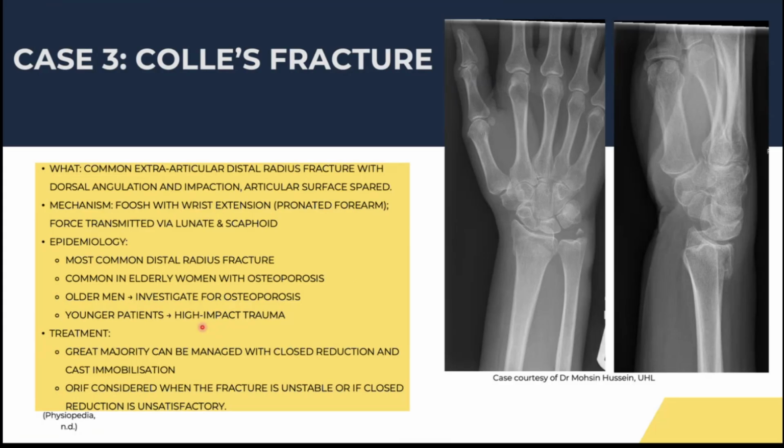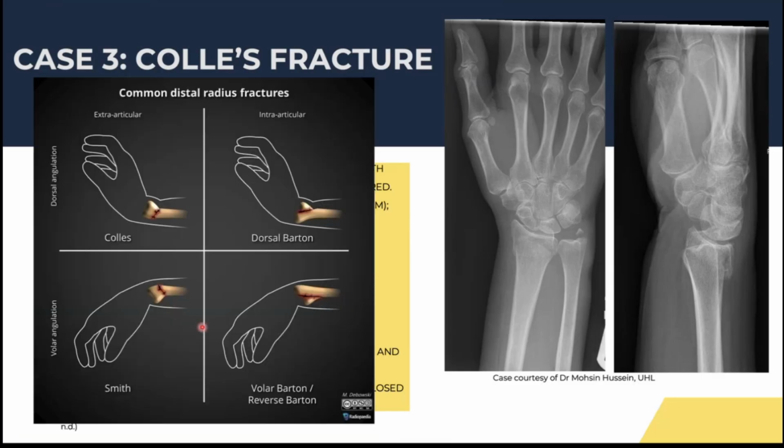Now, a great majority of them can be managed with closed reduction and cast immobilization. But an ORIF, or open reduction internal fixation, which is a surgery, will be considered if the fracture is unstable or if the closed reduction is unsatisfactory. And I included this in here as well, so you can see the common distal radius fractures. You've got the Colles with the dinner fork, the Smith, which is the opposite, and then you've got the Barton, which extends intra-articularly.